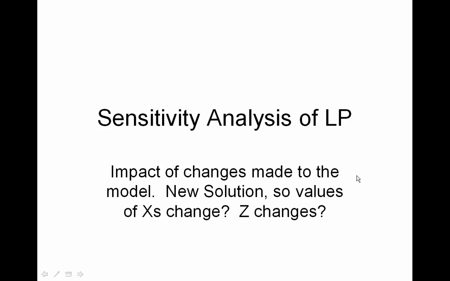Hello. Today I'm going to talk about sensitivity analysis with LP. Sensitivity analysis is tracking the changes made to the model. The question becomes, when you change things in the model, do you get a new solution? Do the values of the x's change? Does the z change? But specifically, we're going to be talking about changes to only one thing in the model, one thing at a time. And then we'll look at the sensitivity report with Excel.